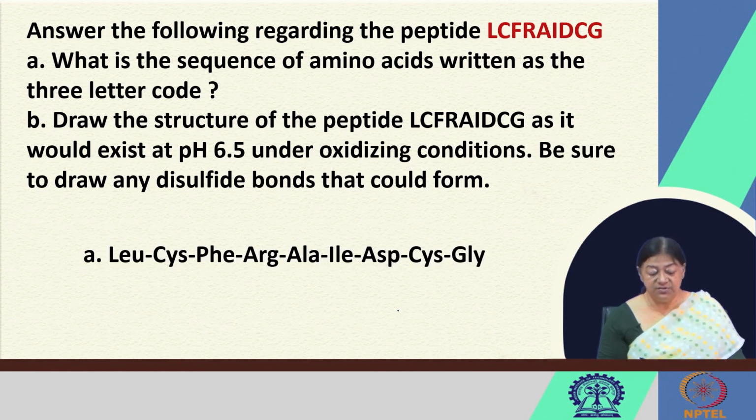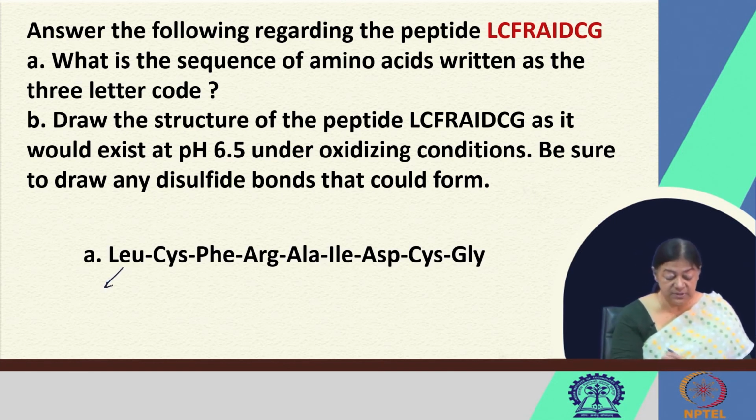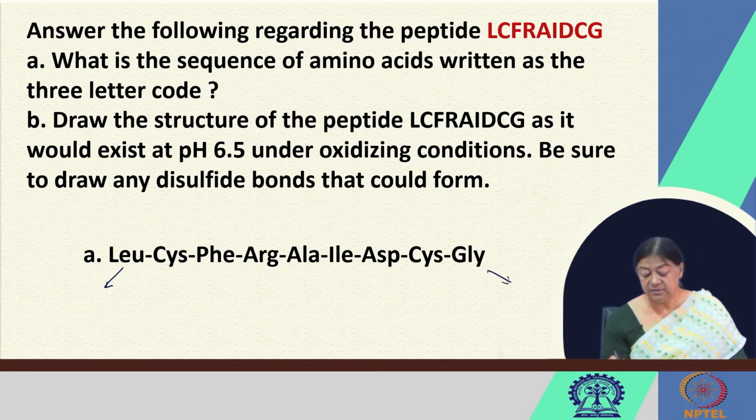So, we have this in 3-letter code. Leucine, we know that this is the amino terminus, this is the C terminus. We can also actually find out the pI of this peptide given what we did in the previous class.